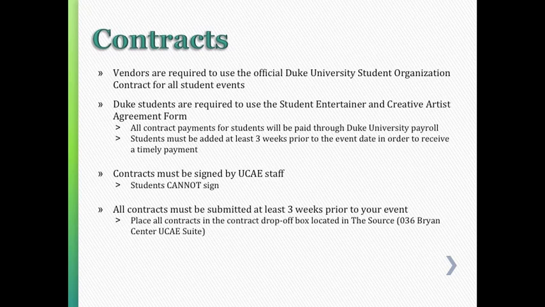If you want to hire a student to be a DJ, photographer, or entertainer for your event, the Student Entertainer and Creative Artist Agreement on the UCAE website must be completed. After the student entertainer has signed the agreement, submit the form to the contract drop-off box in the source. The student must be added to the Duke University payroll at least 3 weeks before your event. After the event, the fee will be automatically deducted from your house fund code.